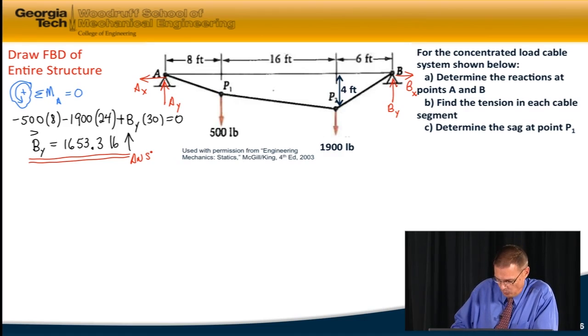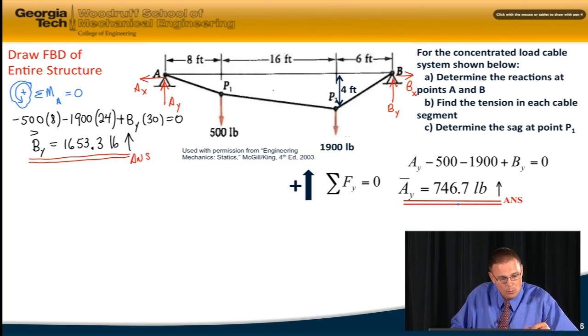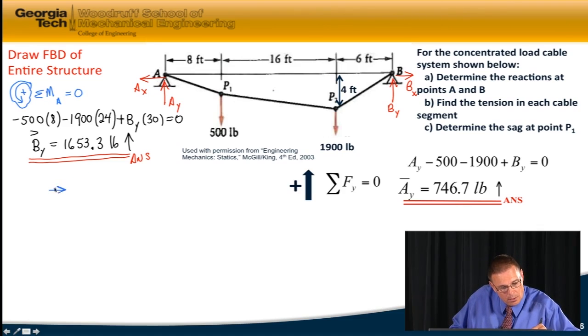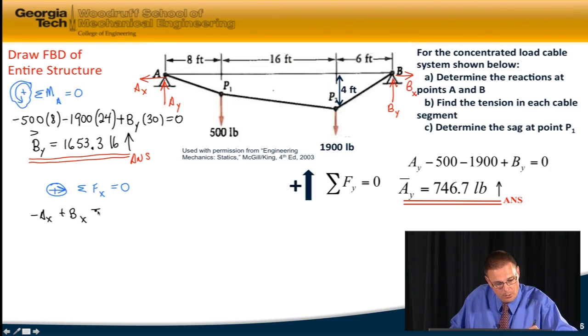Okay, in finding A sub y, what you should have done was sum forces in the y direction, substitute in your value of By, which we just found, and you found A sub y is 746.7 pounds up. The only remaining reactions we need to solve for are AX and BX. To do that, we'll sum forces in the x direction, set it equal to 0. So I've got minus AX plus BX equals 0, or AX equals BX.